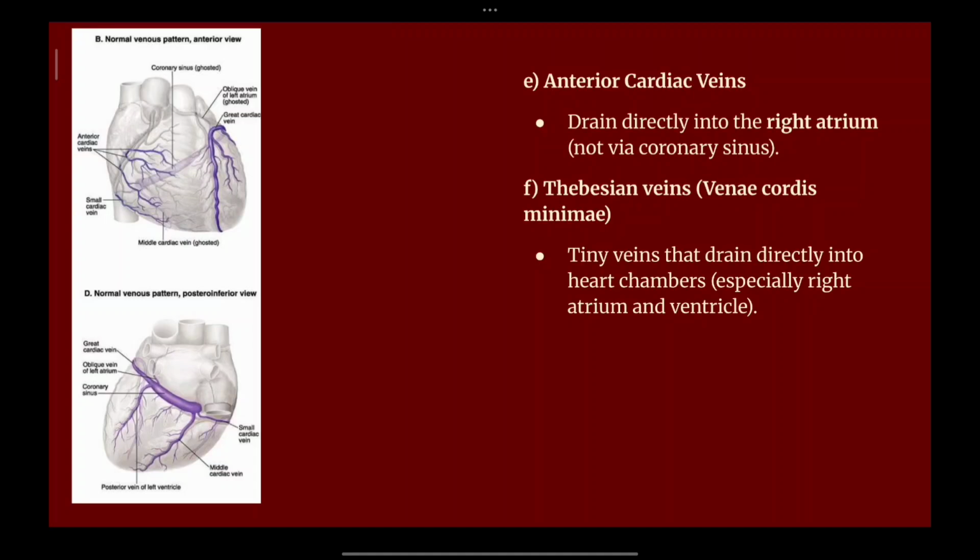Now the Thebesian veins, the venae cordis minimae, are tiny veins that drain directly into the heart chambers, especially the right atrium and the right ventricle. Since these chambers receive all the deoxygenated blood, the small veins present there drain directly into the right atrium and right ventricle. There is no requirement for them to go into the coronary sinus and come back again into the right atrium. Since they are on the right atrium and ventricle, these veins drain directly into them.